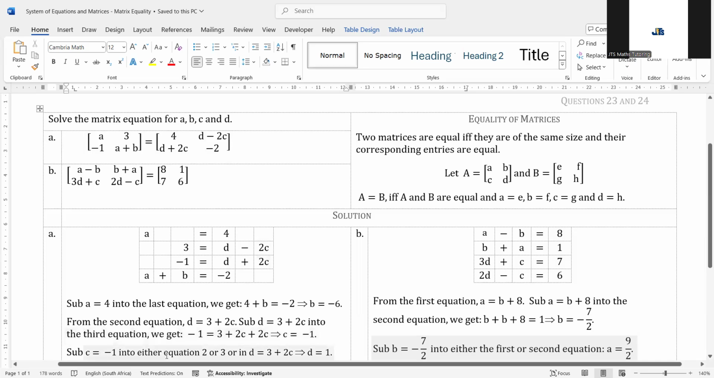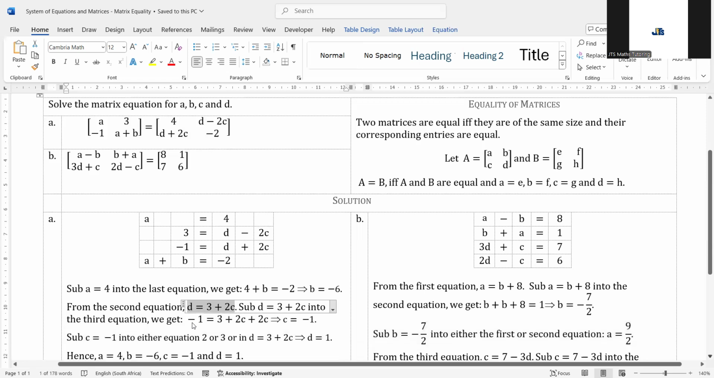So I'm going to substitute C is equal to negative 1 into either equation 2 or 3. If I substitute it in here, I'm going to find this equation which I have right here. Boom. There we are. D is equal to 1. So for these two matrices, A is going to be equal to 4, B is going to be equal to minus 6, C is going to be equal to minus 1, and D is going to be equal to 1. Boom. Done. Right. Let's look at this second question here.